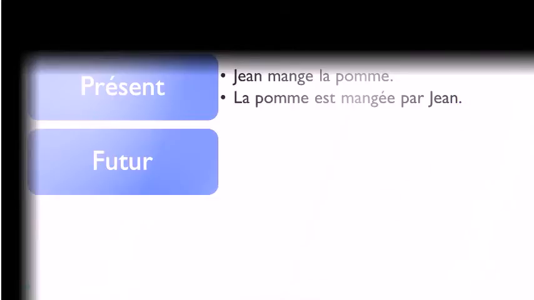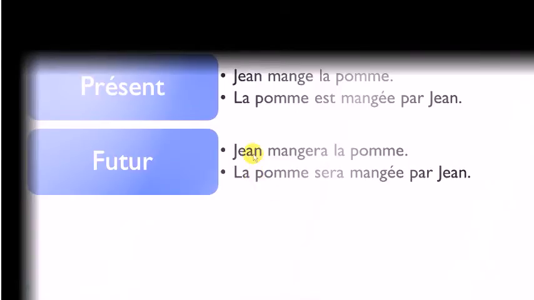So that's the one we saw, so it's actually quite easy. But now, let's see le futur. So the sentence will go like Jean mangera, so this is will eat, la pomme. And then if you want to put this sentence at the passive form, then la pomme sera, so remember sera, it's the form of être at the future. So that's the only thing that will change.